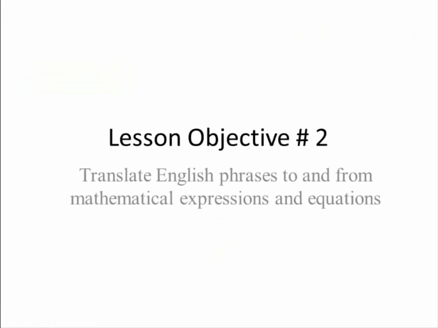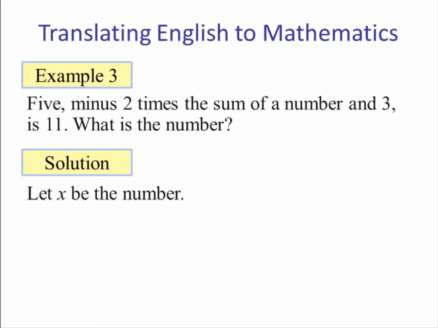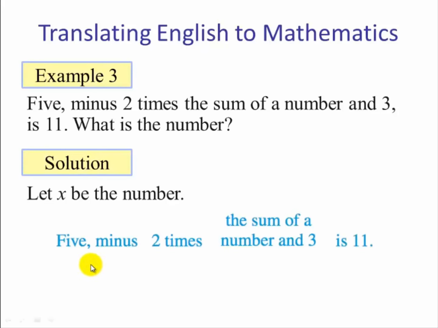Lesson objective number 2. Example 3. 5 minus 2 times the sum of a number and 3 is 11. What is the number? Let's break this English expression into a mathematical equation. We're going to let x be the number. So we have 5 minus 2 times the sum of a number and 3. Sum means we add. So a number is x, so this becomes x plus 3. Is means equal sign, is equal to 11.